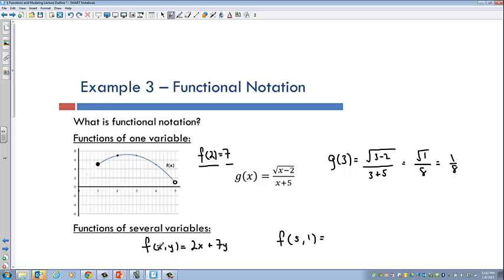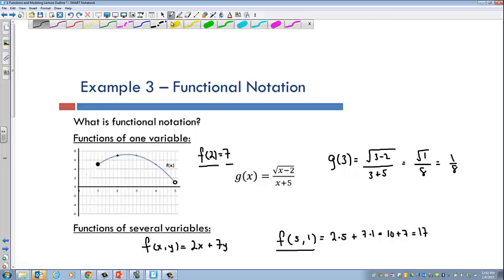This would be equal to, wherever you see an x, you're going to plug in a 5. So you have 2 times 5, plus wherever you see a y, you're going to plug in 1. So 7 times 1, which is equal to 10 plus 7, which is 17. So on the left-hand side, you have what's called functional notation. And on the right-hand side, you have the math stuff, which gives you the output of 17.